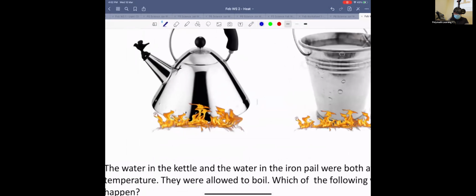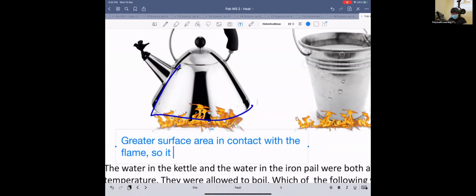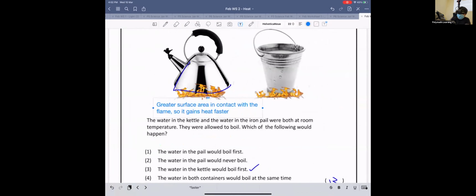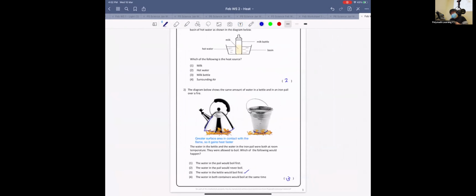Because can you see the bottom has a greater exposed surface area touching the fire? Okay, so the kettle has greater surface area in contact with the flame, so it will gain heat. It is a riddle. If you are observant, then you get the answer. It's a difficult question because you need to be observant. The pail is smaller. The base is smaller, so it gains heat at a slower rate. It has less surface area in contact with the flame.